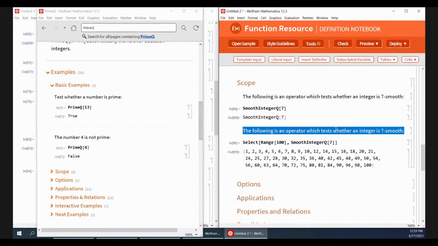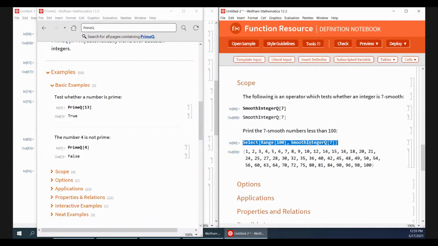We might be out of time, but if not, the metadata is a good thing to show people. So just here I added a scope example. This is an operator which tests whether a number is 7 smooth, and then we use that operator to select the 7 smooth numbers less than 100.